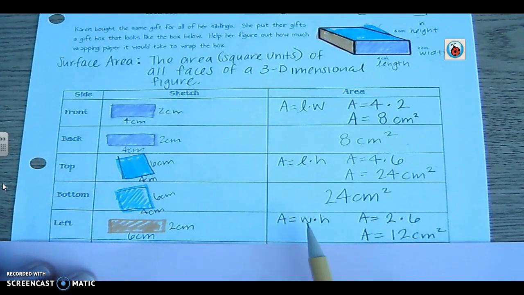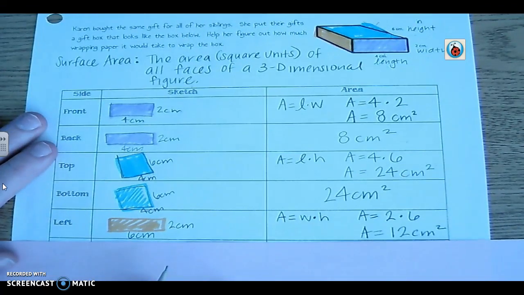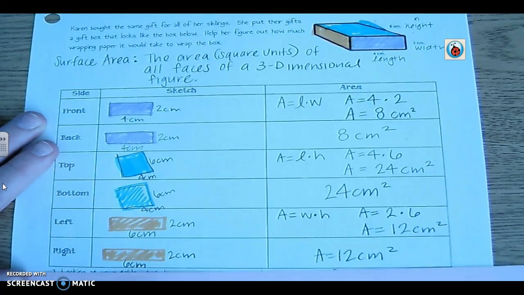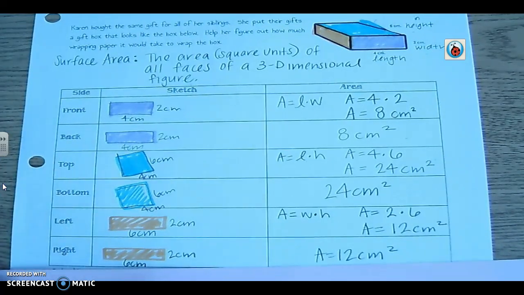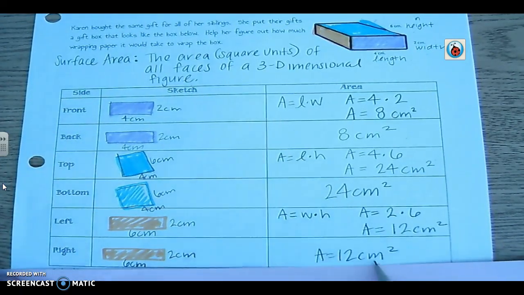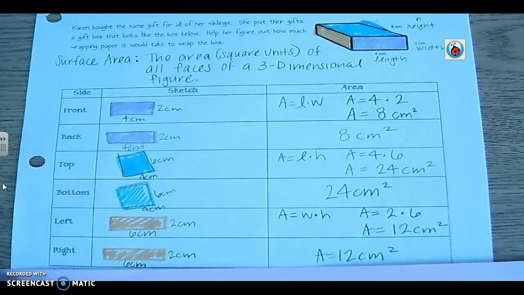So this time my formula is width times height, because those are the two dimensions that I'm using. Substitute 2 for width, 6 for height, and the area of the left side is 12 centimeters squared. Just like the other faces we did, the left side has a congruent side, and that side is the right. So when I reveal the right side, it should be exactly the same as the left, which means they've got the same area, 12 centimeters squared.